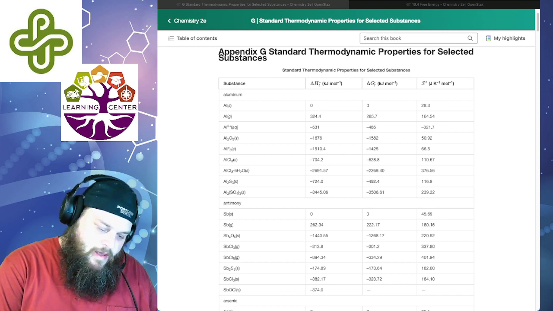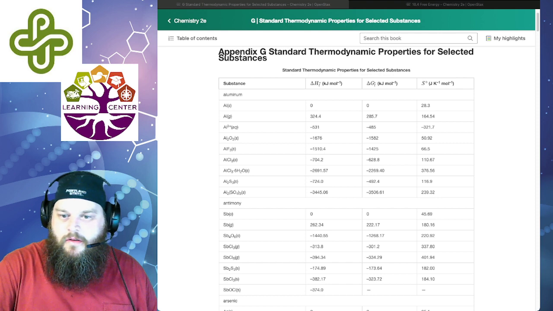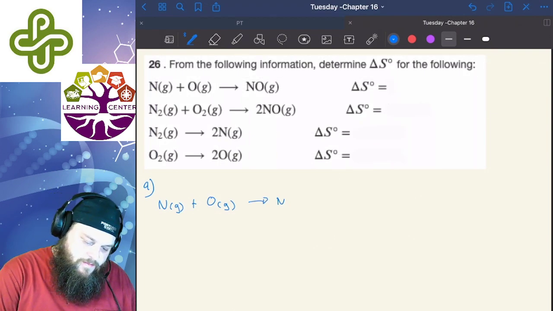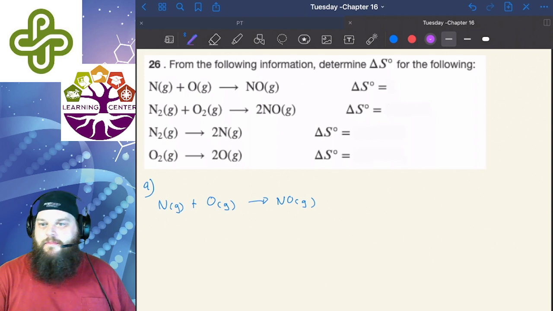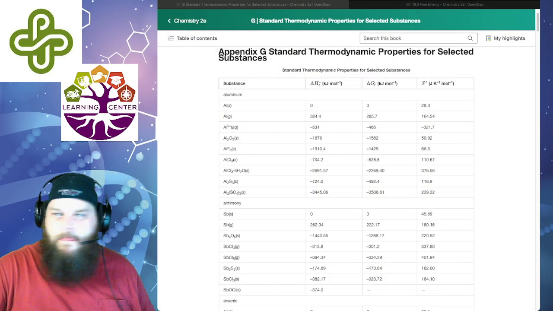Part A is N gas plus O oxygen gas. Notice it's O1, not O2. Oops. Switch back to here while I'm writing. It is producing NO gas. So I want to look for those values: nitrogen, oxygen, and NO gas. So switching back now.